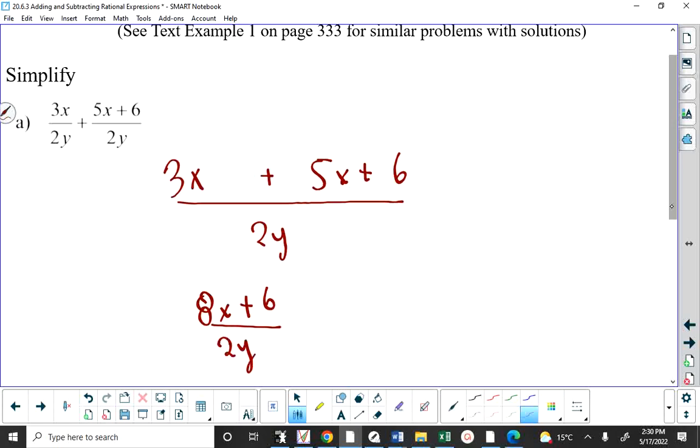Any questions? Is that our answer? Well, what we have done is we've created a rational expression, haven't we? A single rational expression. And the expectation is that you always simplify answers. So how do you simplify a rational expression? Factor and cancel. Can we factor anything here? Well, 8x plus 6 is factorable.